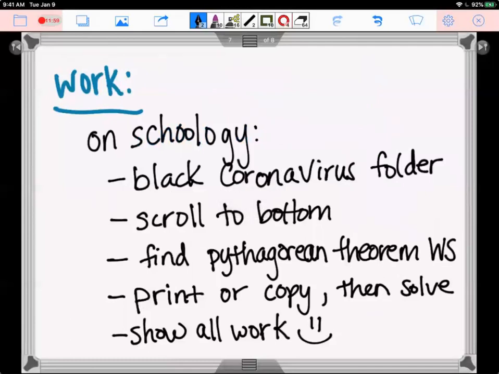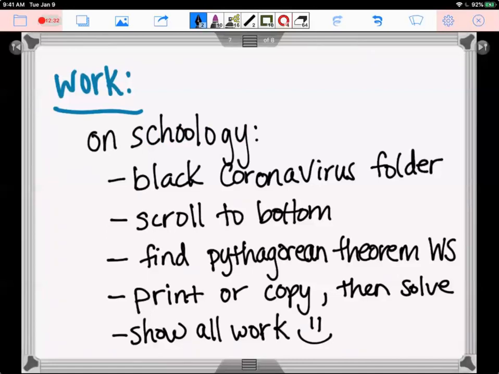So here's your work. This is what's being assigned starting tomorrow. Today your work was just to come on and watch the lesson. Now, if you want to get started on the work, you can. But if you don't want to, you can leave the work for Wednesday. So here's where the work is. On Schoology, you're going to go to the black coronavirus folder where everything is. Scroll to the bottom. Find the Pythagorean theorem worksheet. You're going to print it, or just copy down the problems. There's only 4 of them.